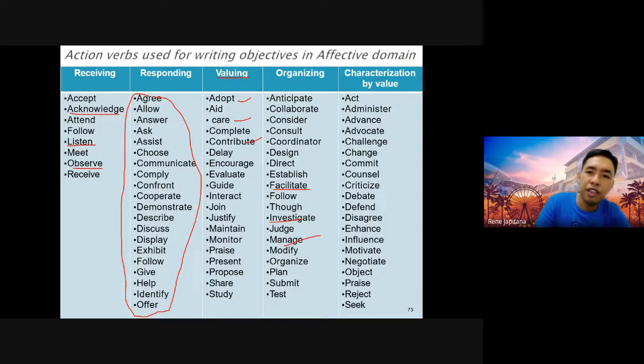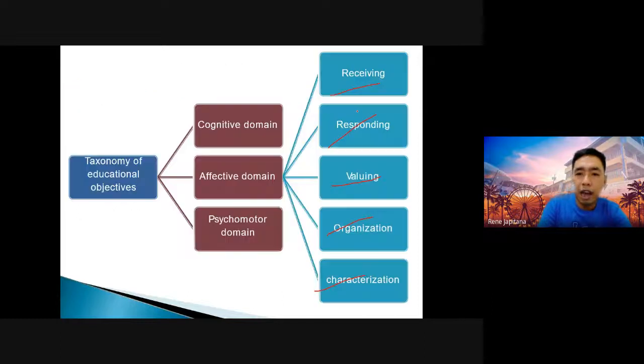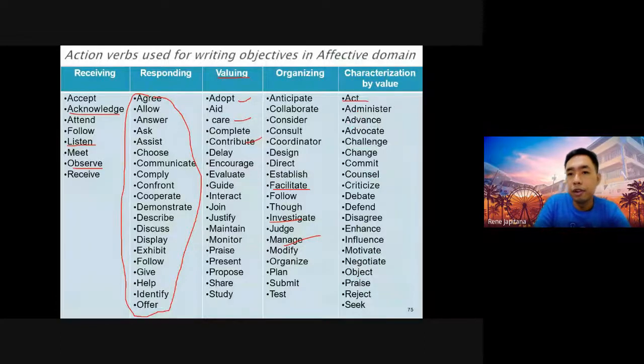The higher one is the characterization. It's all about act, administer, advance, advocate. So a higher degree of the affective domain. Okay, but this is all given. These are your guide in making your affective domain learning objectives.